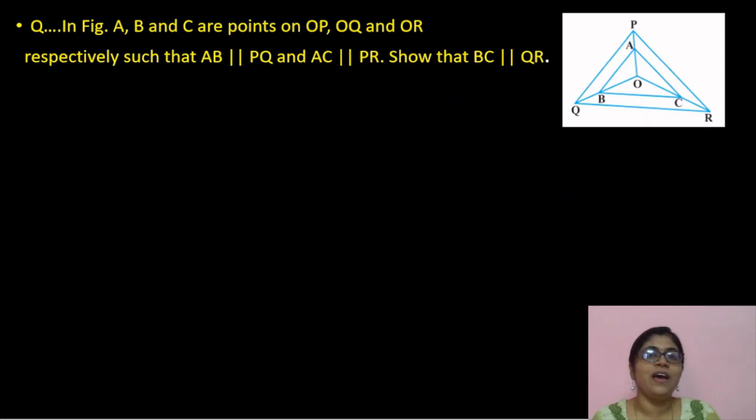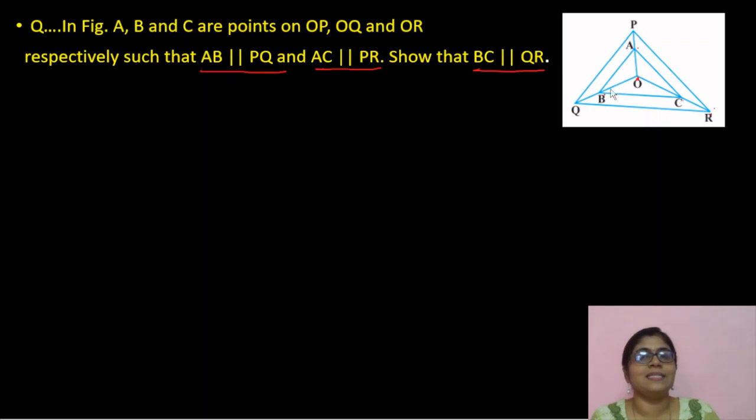Now let's move to the next question. In a figure, A, B, C are points on OP, OQ and OR. So O is a point here, triangle PQR is given, and A, B, C are points on OP, OQ and OR such that AB is parallel to PQ, AC is parallel to PR. It is given. We have to show BC is parallel to QR.